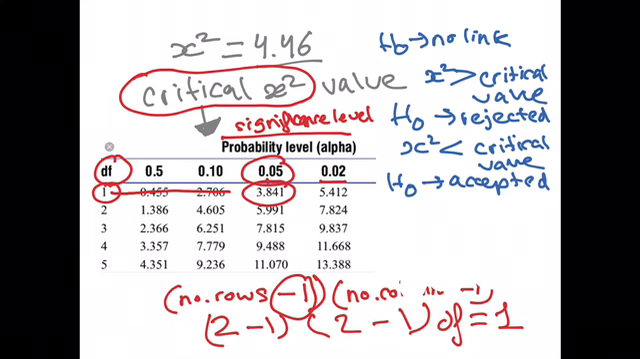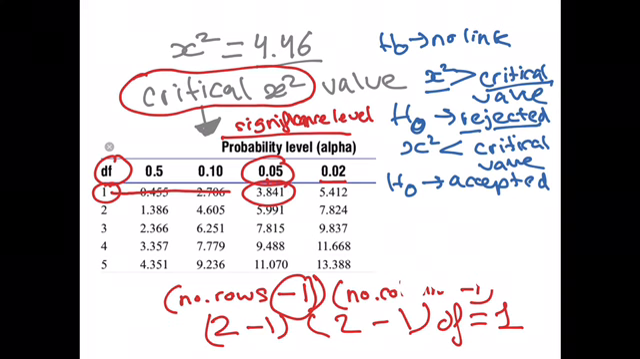So, if the chi-squared value is greater than the critical value, our no-link hypothesis will be rejected. Therefore, there is a link between the values. They are associated. However, if the chi-squared value is less than the critical value, the hypothesis that there is no link is accepted. So there is no link between the variables.